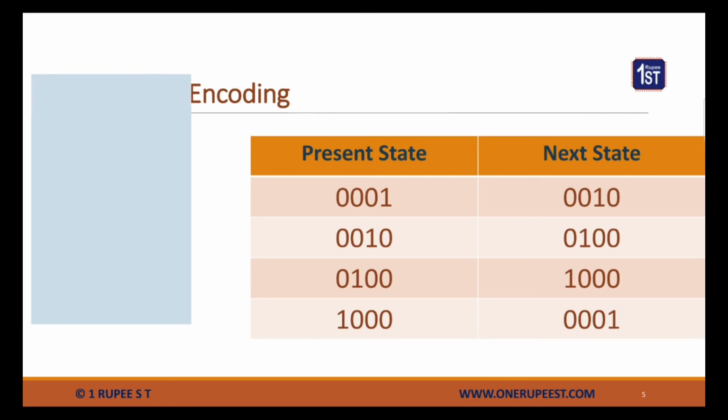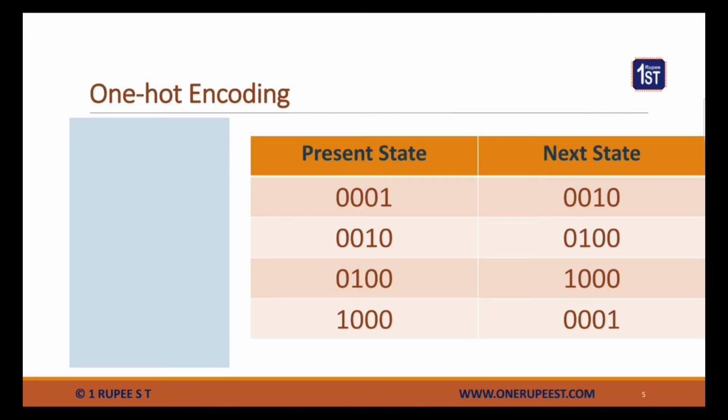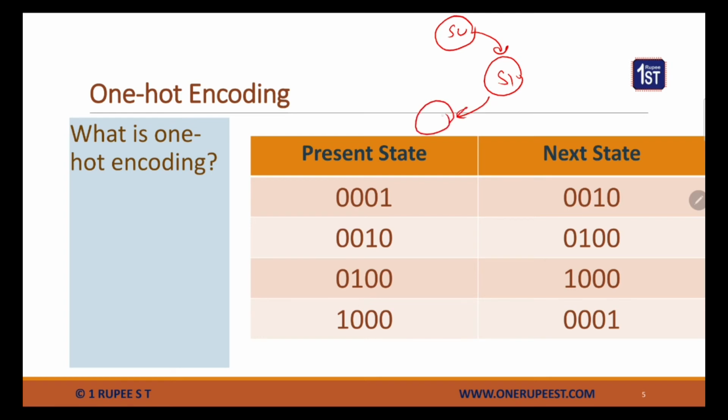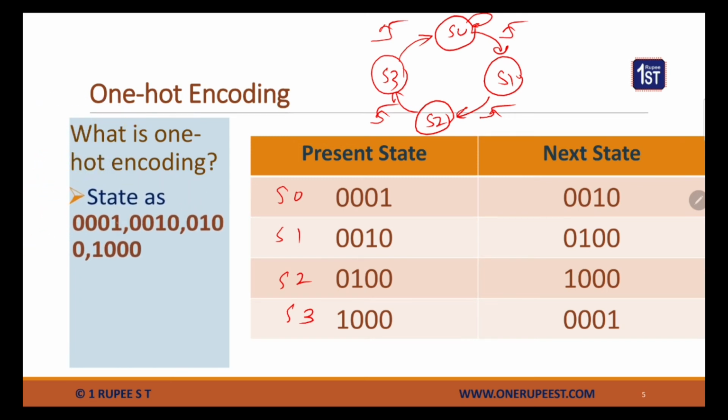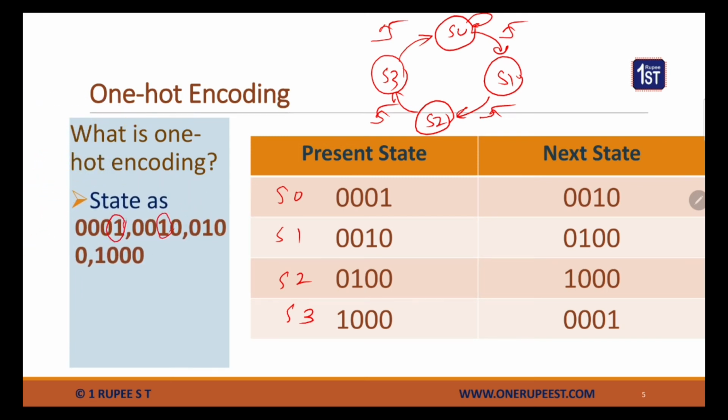Now another powerful technique is one hot encoding. So 4 states are there: S0, S1, S2, S3, transitioning on the rising edge of the clock. During reset condition, state S0, S1, S2, S3. In one hot encoding, only one bit is active at a time. Here 1, 1, 1 and 1. Only one bit is active at a time.